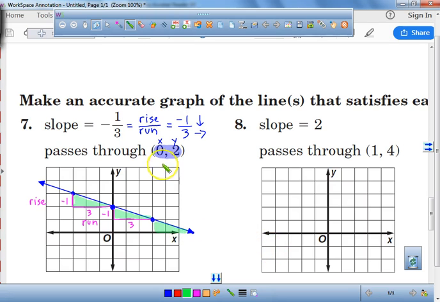So that's what I'd like you to do. Plot the points, down 1 over 3, draw your line, and then what I want you to do is shade in those triangles so that your brain understands that these are the rise and the run. That's what it is of the graph.